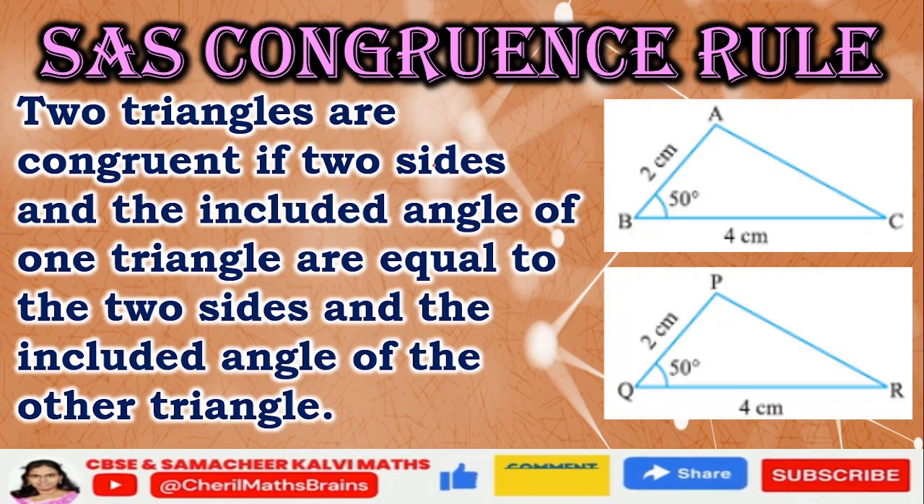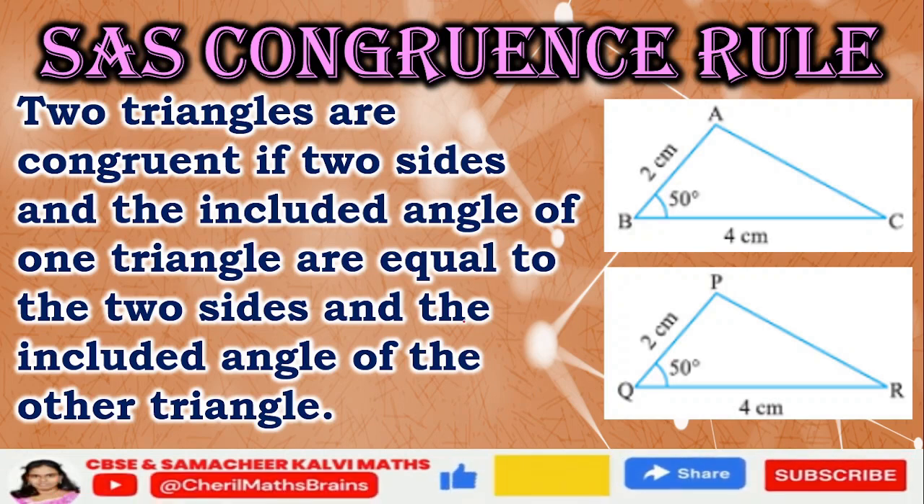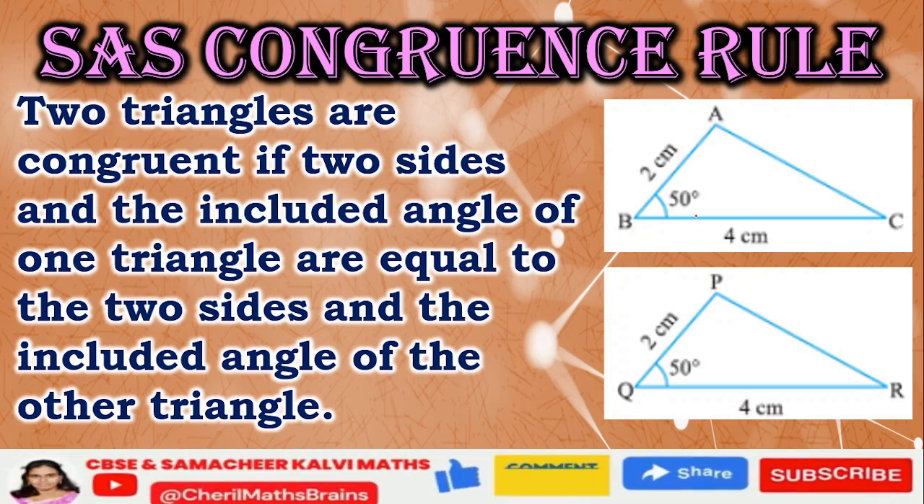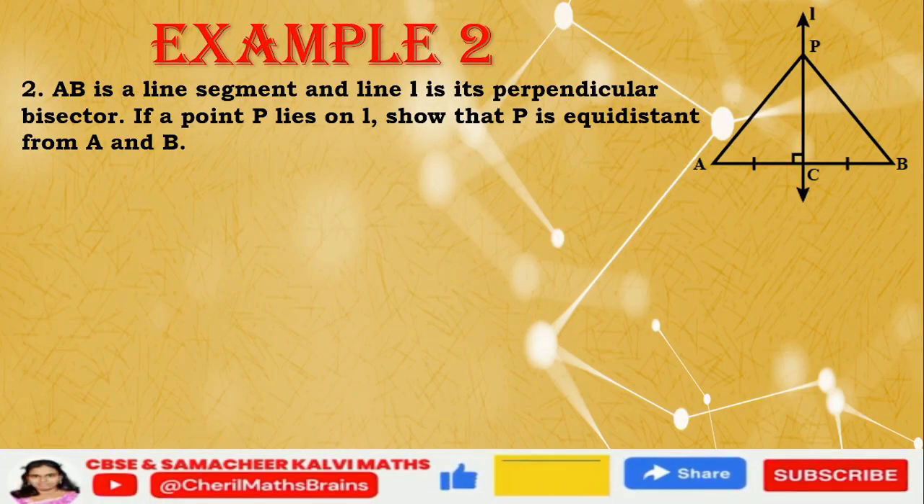So two triangles are congruent if two sides and the included angle of one triangle are equal to the two sides and the included angle of the other triangle. With this we are going to solve the second example.